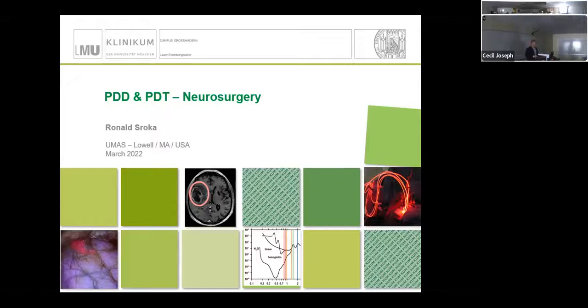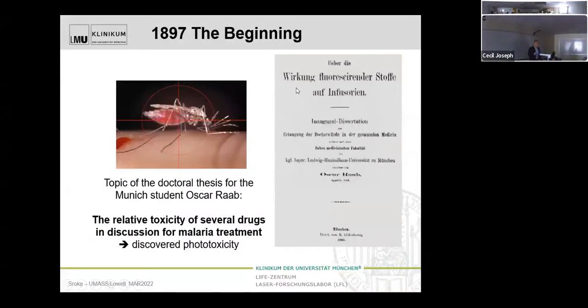I'd like to talk about photodynamic therapy and also about the photodynamic action. We are looking nowadays more in the direction of neurosurgery. We started with PDT and PDD throughout the whole body, but now we are in neurosurgery, and let's have a look at what happens there.